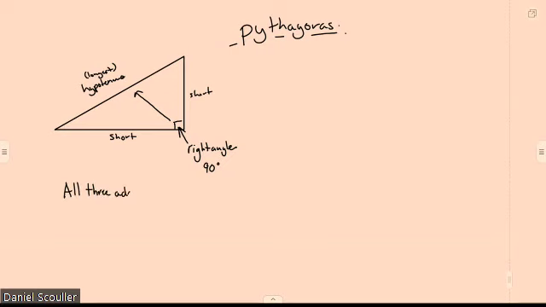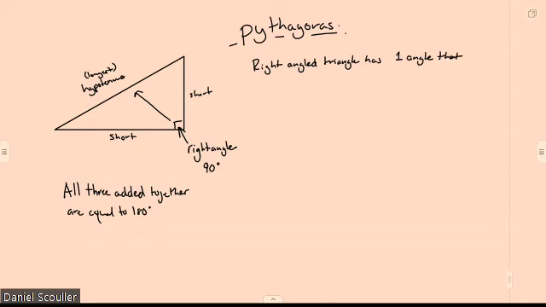Now, the rule for every triangle that we work with is that all three angles added together are equal to 180 degrees. Standard across the board. All right, a right angle triangle has one angle that equals 90 degrees. The side opposite the 90-degree angle is always the longest side.